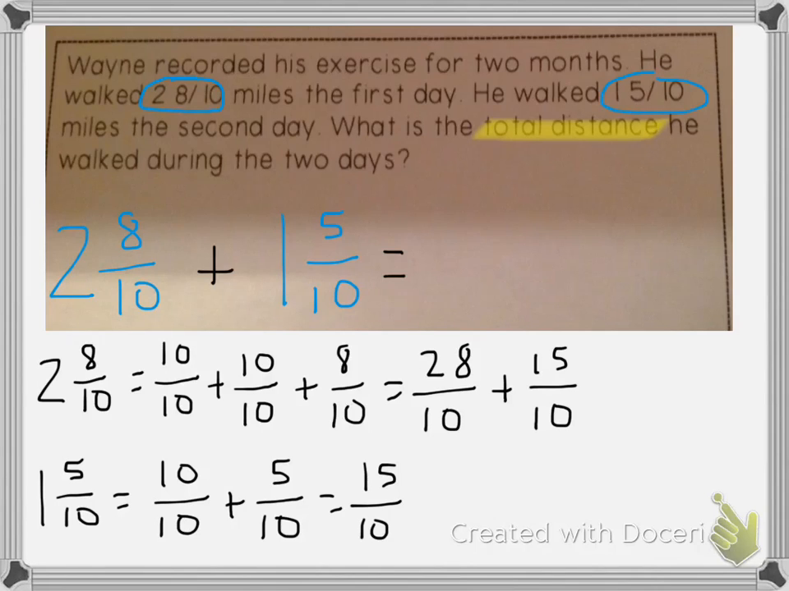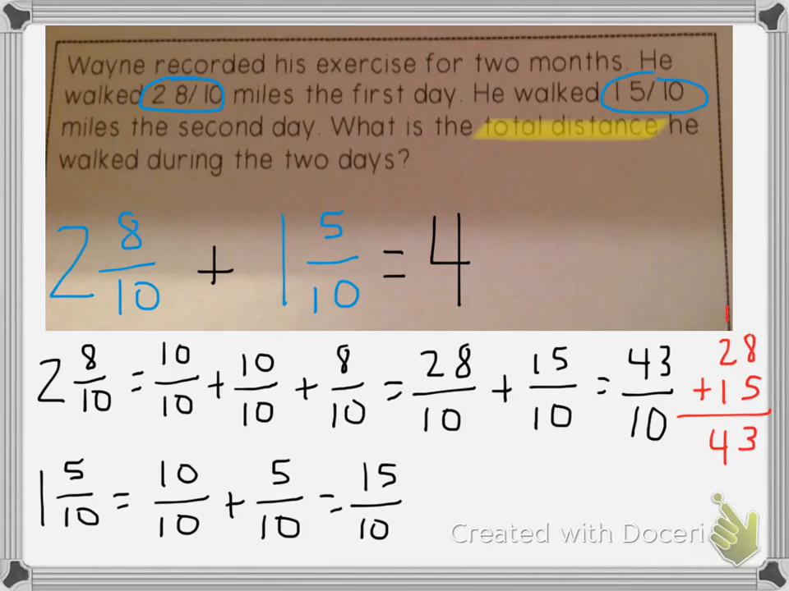So we need to think about 28 plus 15. 8 plus 5 is 13. Carry the 1. 1, 2, 3, 4. So that equals 43 tenths. But we want to know a mixed number. So think about how many times does 10 go into 43. It goes in 4 times. 10 times 4 is 40. That leaves 3 left over. So the answer is 4 3/10.